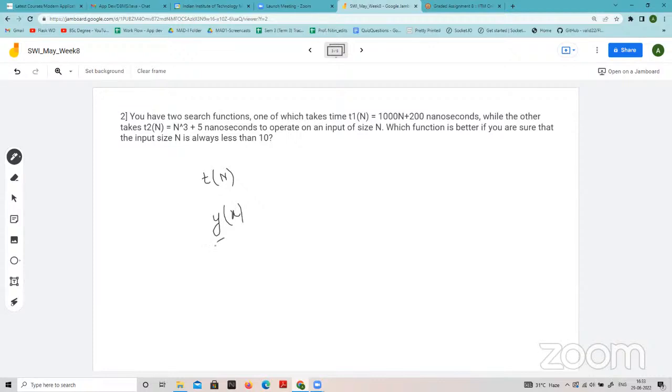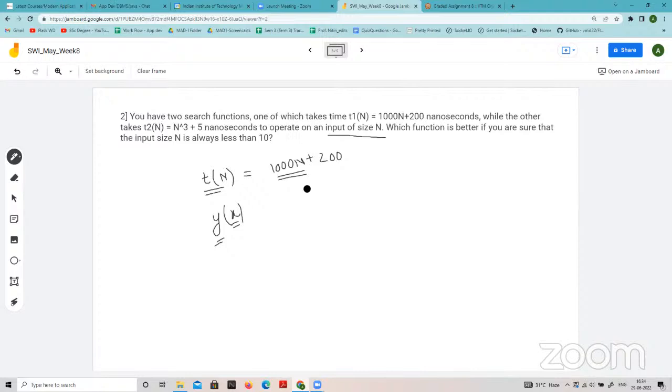Okay, so the value of y completely depends on the value of x. That is what we are doing here. So this is p1, 1000n plus 200. What does it mean? The time value that you want to calculate depends on the size of input, the input of size n. So the time is a function of the size of input. That's why we are calling it a search function.